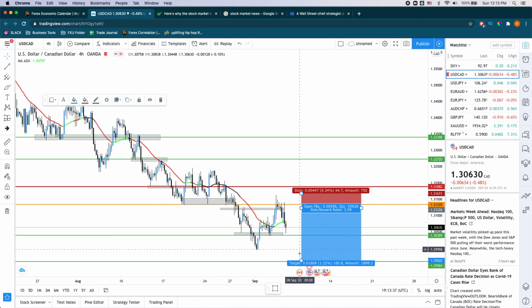So this is my overall target with USD CAD. Again, the dollar should be bearish and should continue to be bearish over time. So USD CAD is looking like a snack for sure.